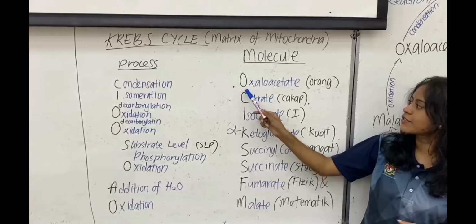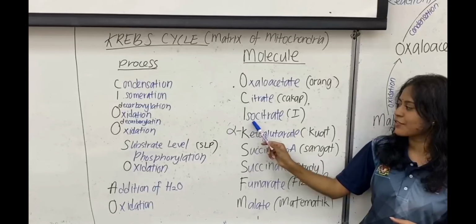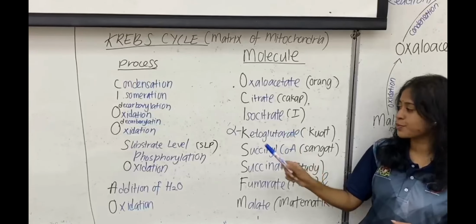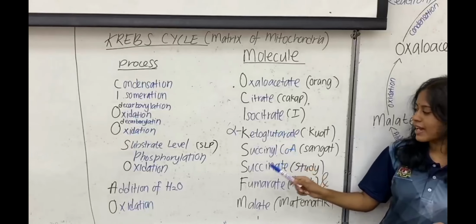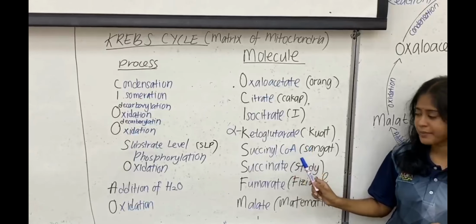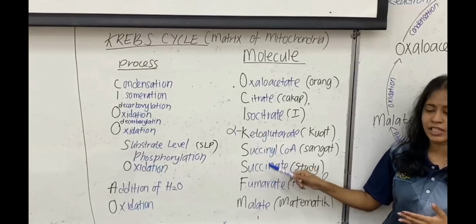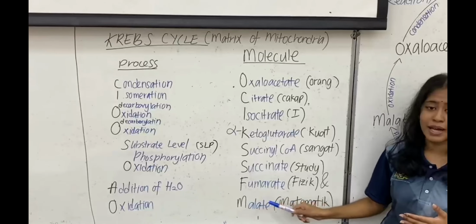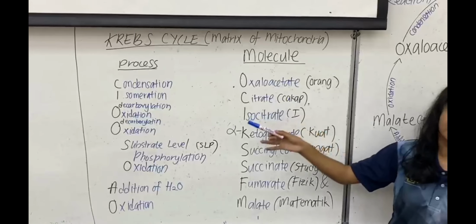Now, O stands for oxaloacetate, C stands for citrate, I stands for isocitrate, K stands for ketoglutarate, but remember to put an alpha before it, so it becomes alpha ketoglutarate. S is succinyl-CoA, another S will be succinate, so you have familiar molecules here. And then you have F for fumarate and M for malate. Okay, so now we're done with the molecules. Let us go to the process.